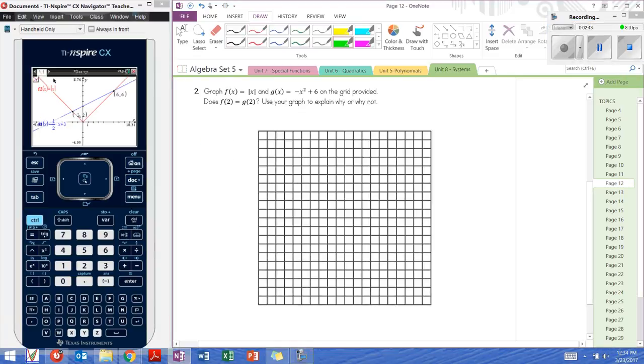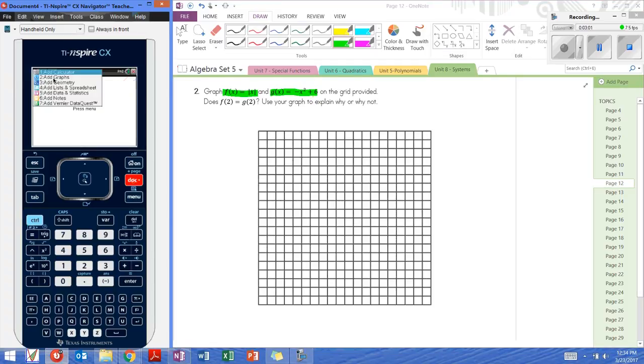Moving on to question number 2, it tells us to graph both of these functions, f of x and g of x, on the graph below. And then it asks a question. So in order to answer the question, we definitely need to show some work and or look at a picture. They told us to graph, so that's exactly what I'm going to do. So in order to graph these, I'm going to do them as 2 separate functions.